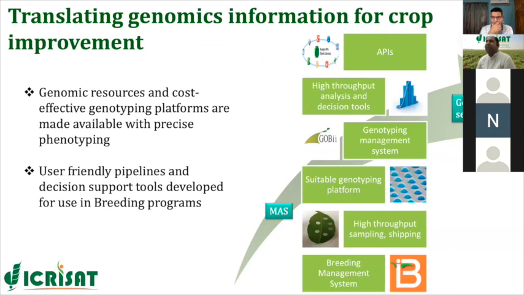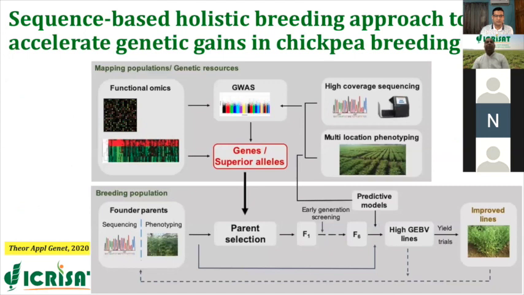In the end, the agenda was translating genomics information into crop improvement. So a lot of genomic resources and costly genomic platforms are made available with precise genotyping, and then user-friendly pipelines and support tools are developed, and these are being deployed using different tools, like genomic selection, to increase the efficiency of the breeding program. In the end, I would like to suggest, and this came from a review we made this year, that now it's time that we should start talking about a sequencing-based holistic breeding approach instead of the regular breeding program.